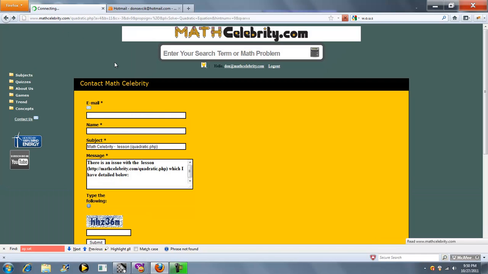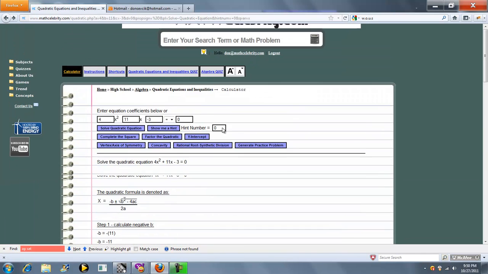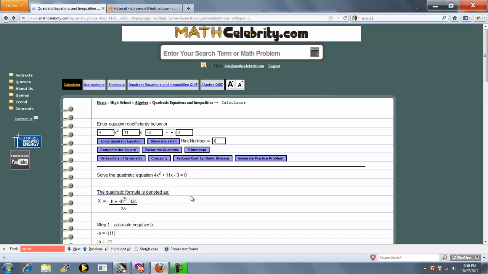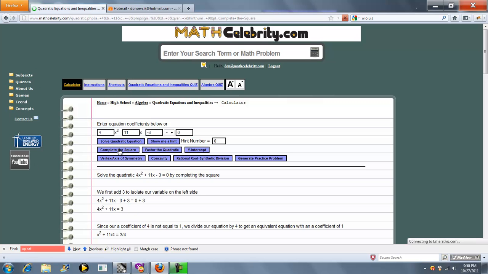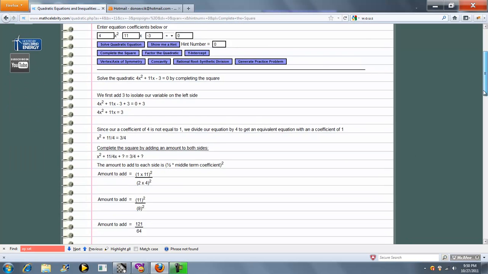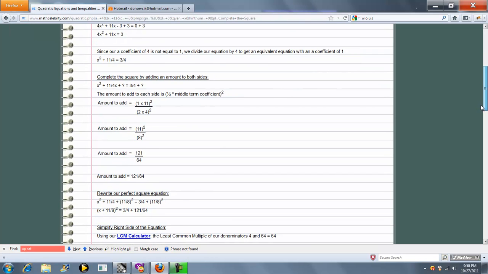Let me go back. So now you can do other things on this lesson. If you remember when you entered your quadratic, you were given a list of choices. These buttons here were your actual choices. So I'll show you a few other ones. We'll complete the square. So this time we're going to do the complete the square method.